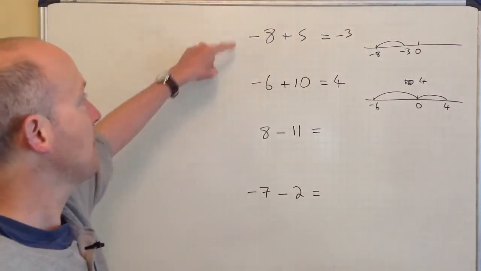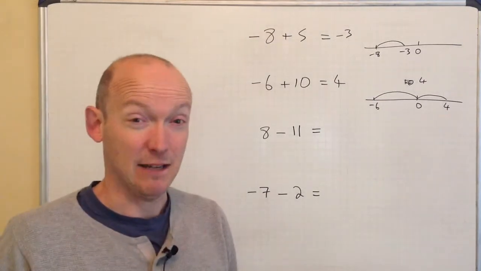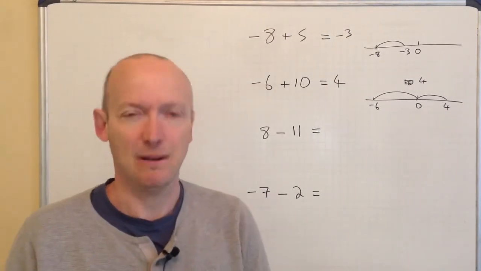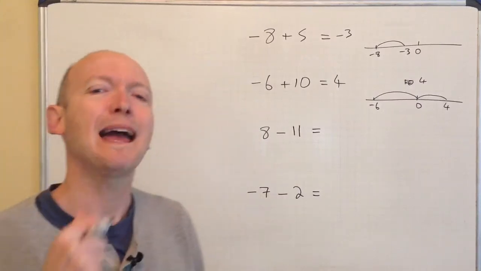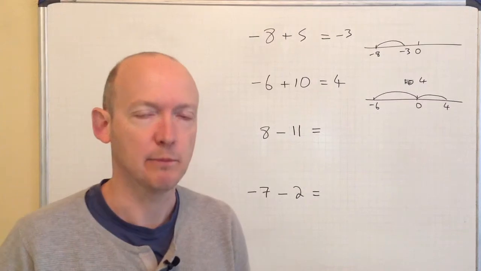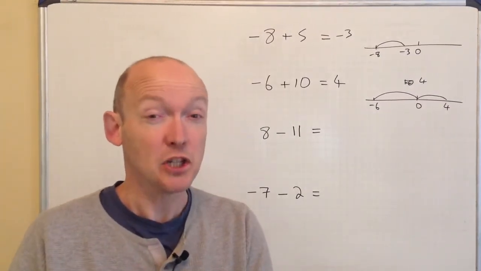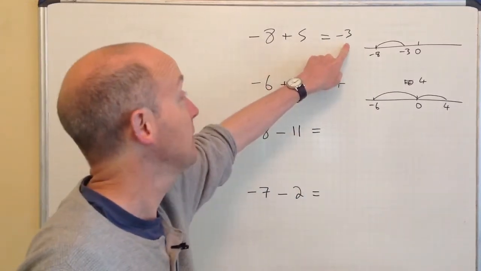Now, it's worth thinking about both these questions for a second. If you think about this question here, imagine you had a bank account and you owed £8, and you went in and you paid £5 into the bank. Well, what would you have when you checked on your next bank statement? Well, you'd still be in debt, wouldn't you? You'd still owe the bank money, but not as much money as you owed to begin with. So you'd have a debt, minus 3.